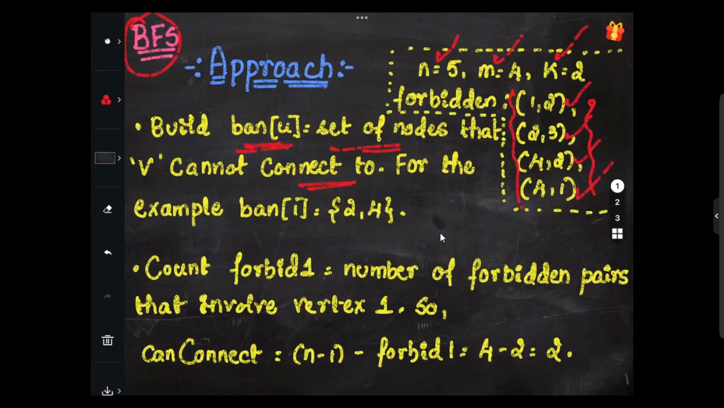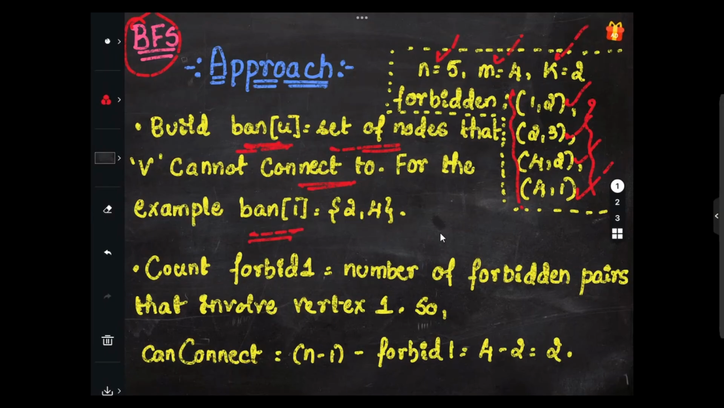So we will be building ban. This one is just the variable name, you don't have to worry about it. We will be building ban of u that is equivalent to the set of nodes that we cannot connect to, nothing but forbidden edges. This one they have given in the input. So you can consider this one 1 2, 2 3, 4 2 and 4 1 for the example. So we will be going with a ban 1 of 2 4.